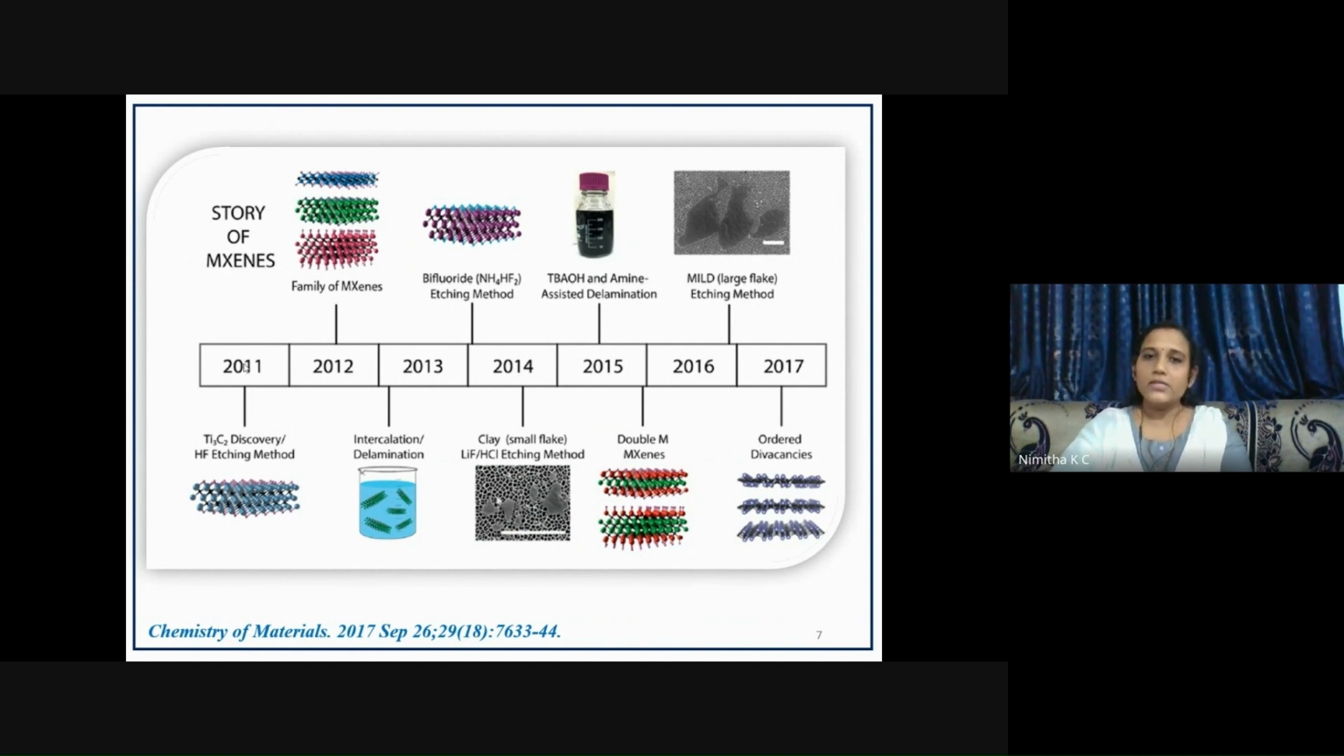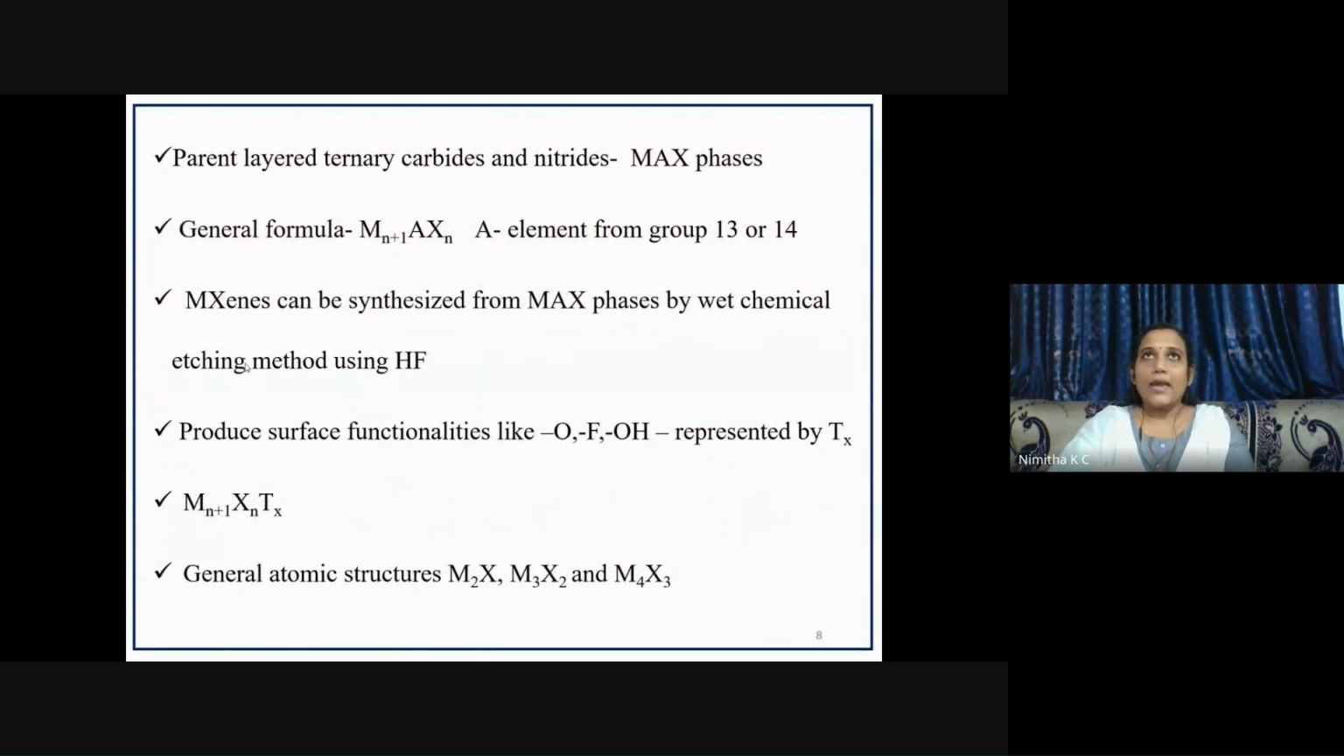After 2017 also, there has been several research carried out in the field of MXenes to develop novel materials based on MXenes. The MXenes can be generally synthesized from their parent compounds, which are called the MAX phases, which are generally represented as Mn+1AXn. As I said earlier, M is any kind of transition metal, X is carbon, nitrogen, or a mixture of both, and A represents an element from group 13 or 14, like aluminium, silicon, etc.